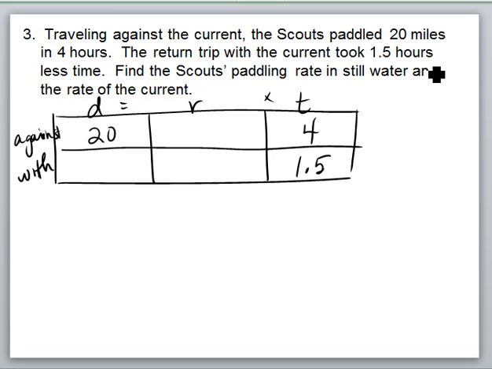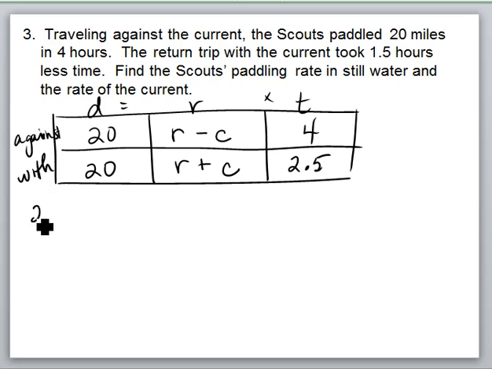The return trip took 1.5 hours less time. Good thing I read that again, not 1.5 hours, but 1.5 hours less. So that would put me at 2.5 hours that it would take to travel that 20 miles. So this one, I'd be traveling the boat speed, the rate of the boat, and it's taking me longer to get there, so I'd be subtracting the current rate. This one takes me less time, so I have the boat rate plus the current rate, which speeds up the boat.